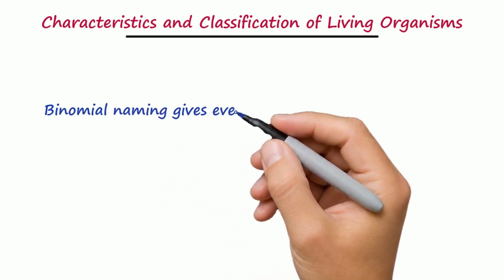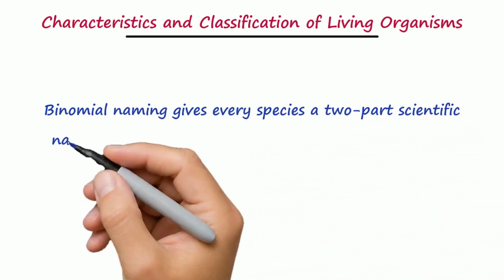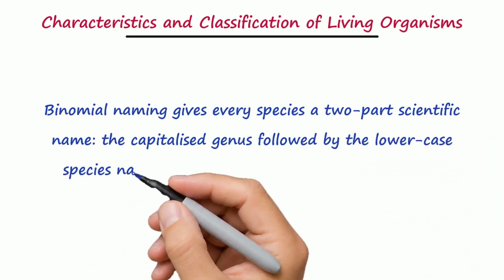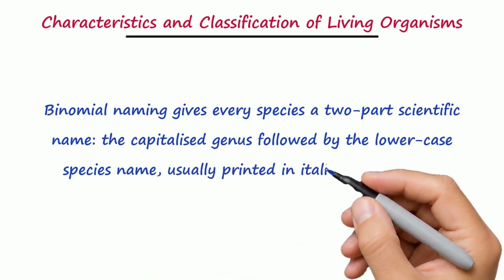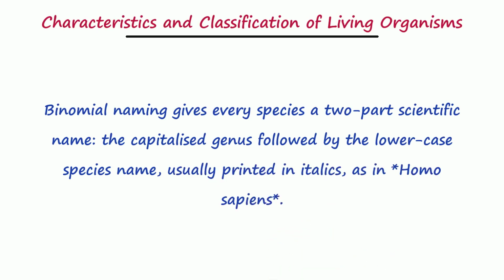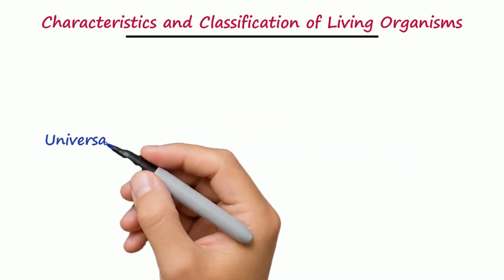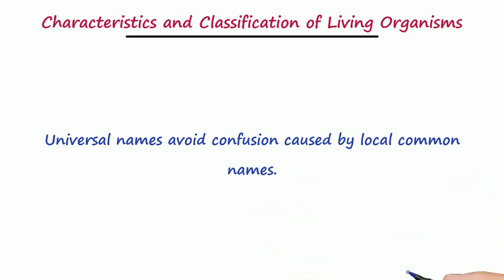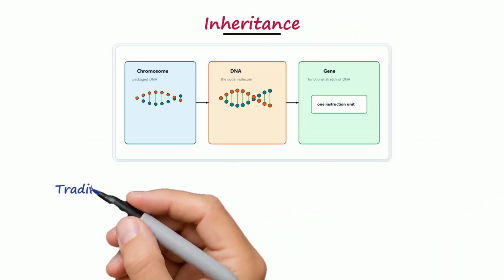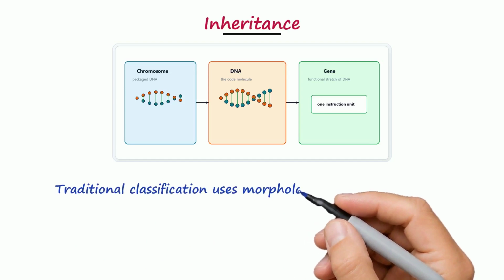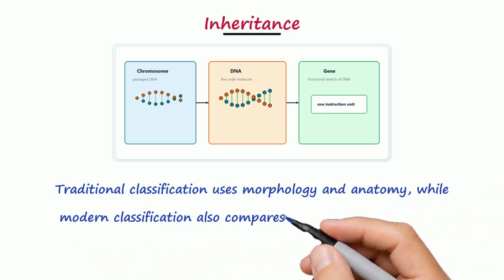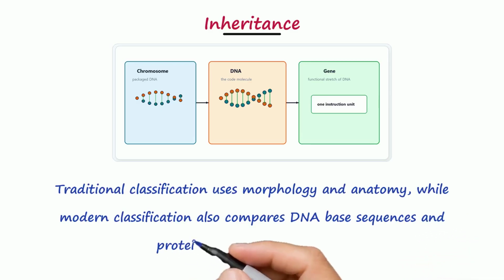Binomial naming gives every species a 2-part scientific name, the capitalized genus followed by the lowercase species name, usually printed in italics as in Homo sapiens. Universal names avoid confusion caused by local common names. Traditional classification uses morphology and anatomy, while modern classification also compares DNA-based sequences and protein amino acid sequences.